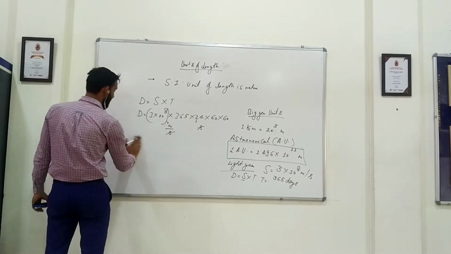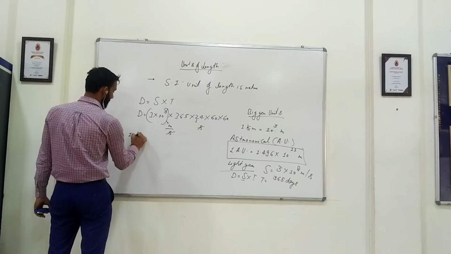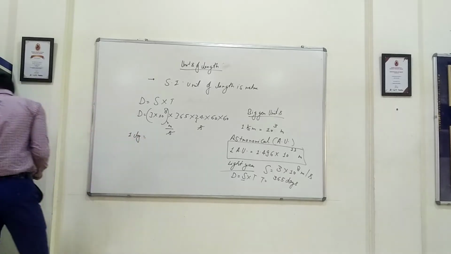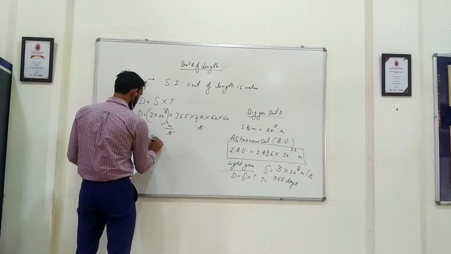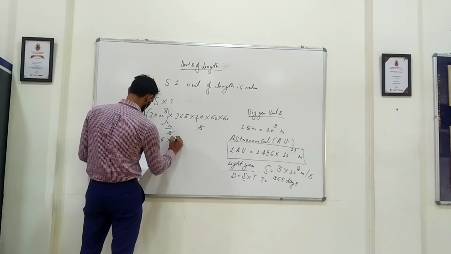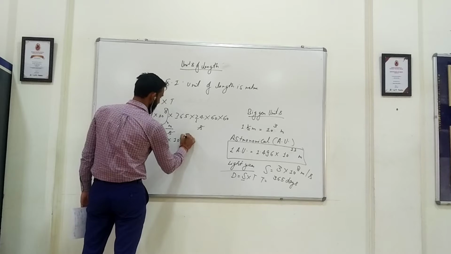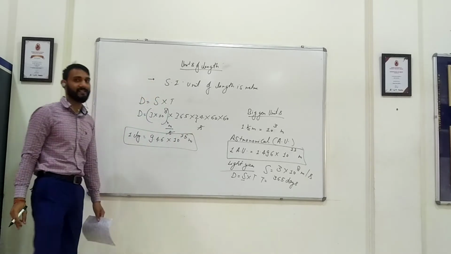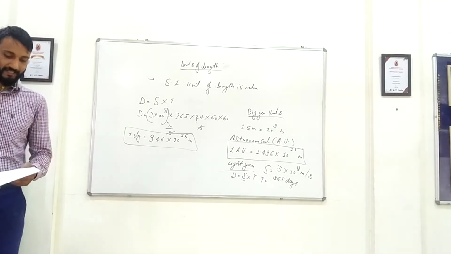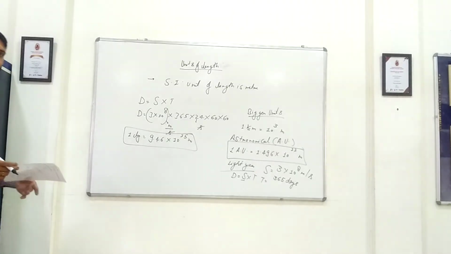So I'll tell you 1 light year. This distance is in light year. So 1 ly is equal to 9.46 into 10 to the power 15 meter. So this is the light year, that is the distance traveled by the light in 1 year is equal to this, right?